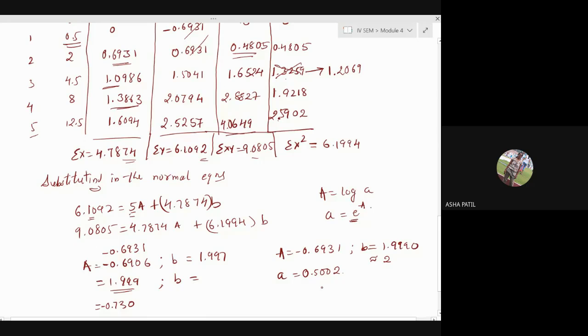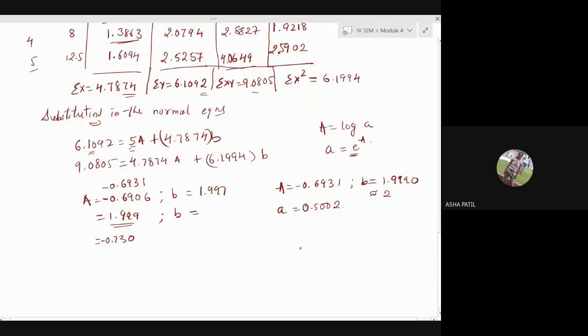Others, is it the same answer? Only one example we did, already 9:45. 0.5002, ma'am. Then you can take it as just 0.5. Write your answer. The equation of the curve is y is equal to a x raised to b, that is y equals half x square. You can write like that also.